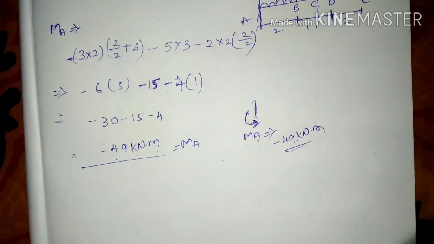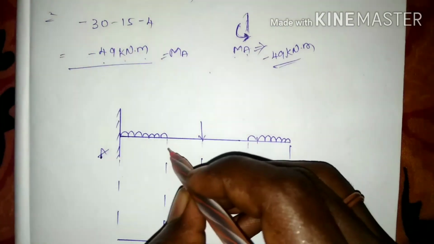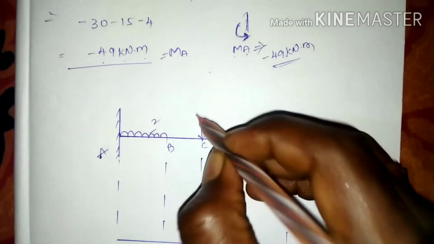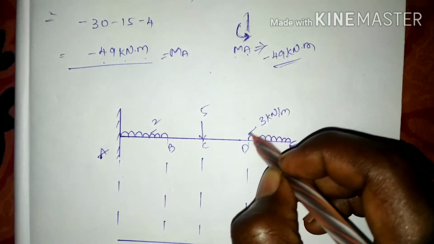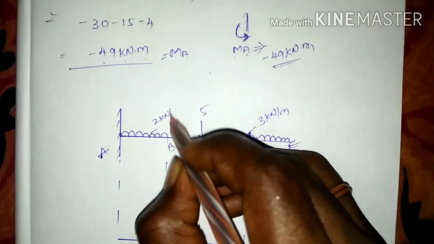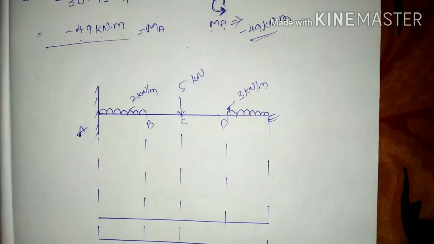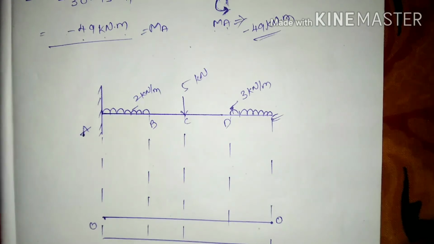From the values of shear force and bending moment, we are going to draw the bending moment diagram and shear force diagram. This is our diagram procedure, 0 and 0.